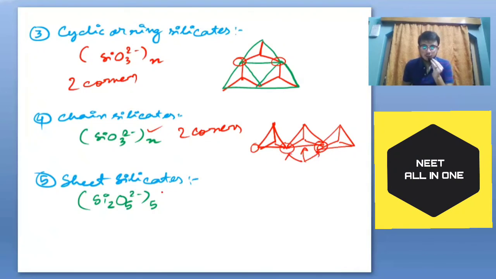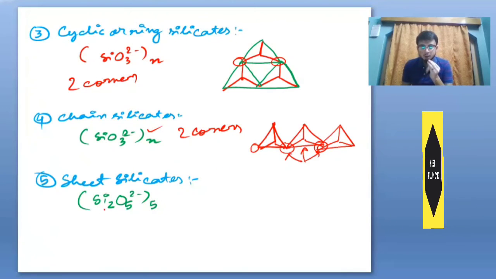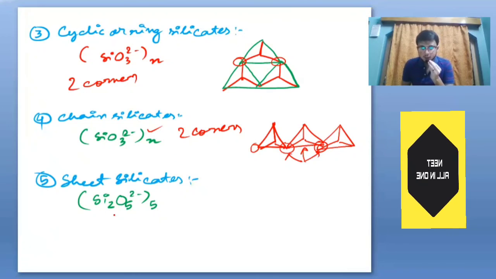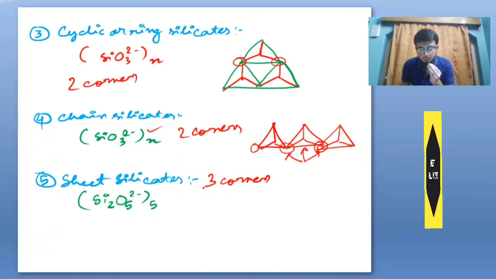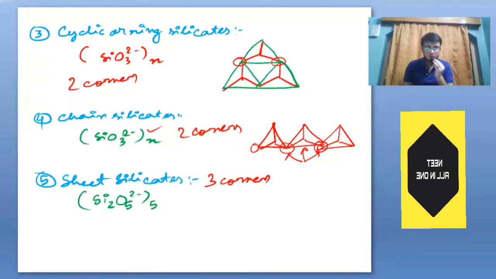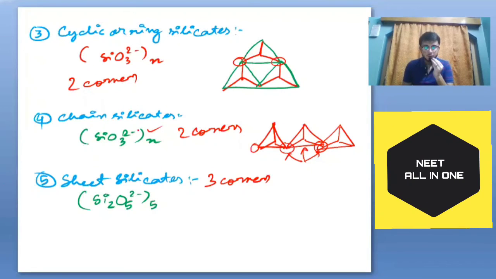So next is our sheet silicates. Now this structure cannot be easily drawn because it's a 3D figure, but its formula is (Si2O5)n 2n-, and it shares three corners of each unit. Okay. Now this is it for our group 14 elements.